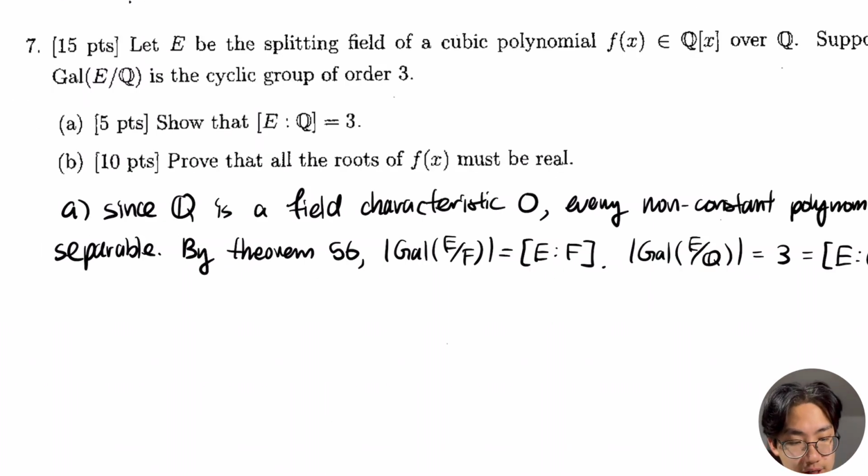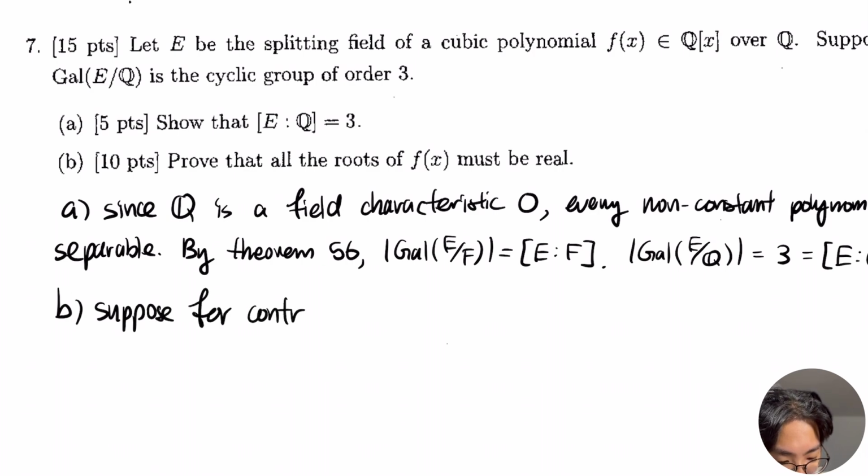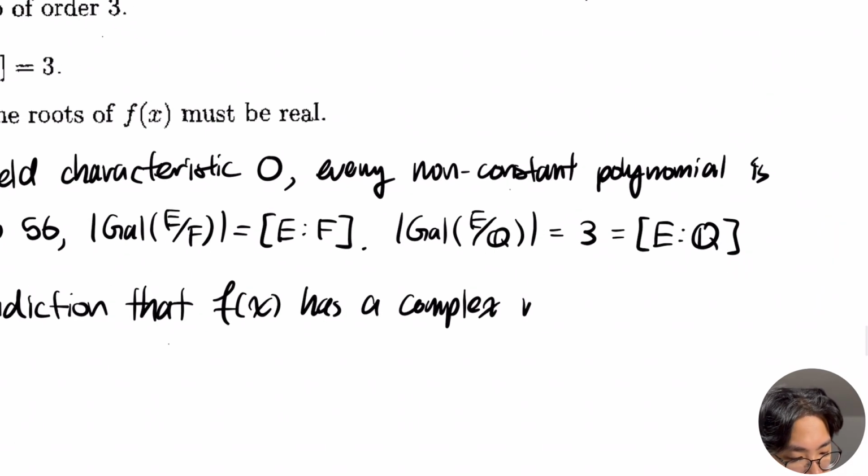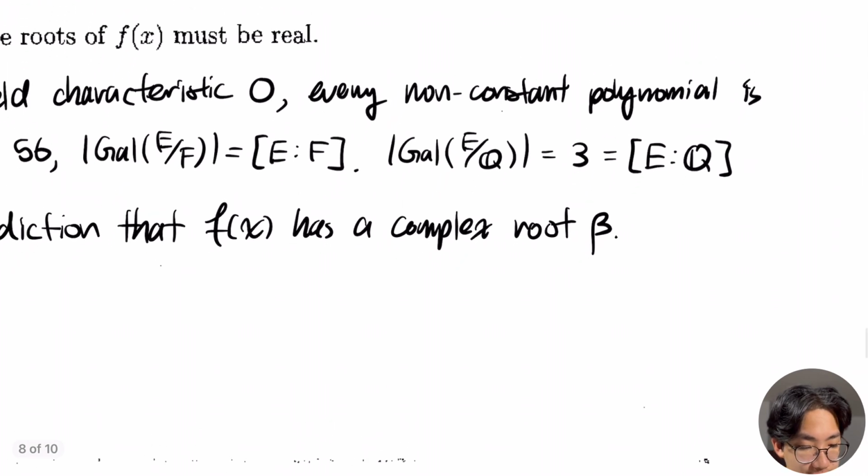We want to show that all the roots of f(x) must be real. Similar to the previous question about multiplicity, it's easier to show this by contradiction. So let's do that. For part B, suppose for contradiction that f(x) has a complex root. Let's just call it beta. Because complex roots come in conjugate pairs, we know that we also have another root. Let's call it beta bar.